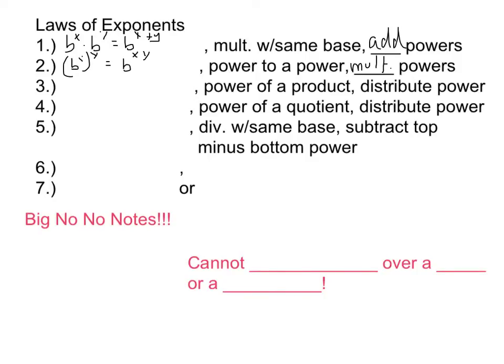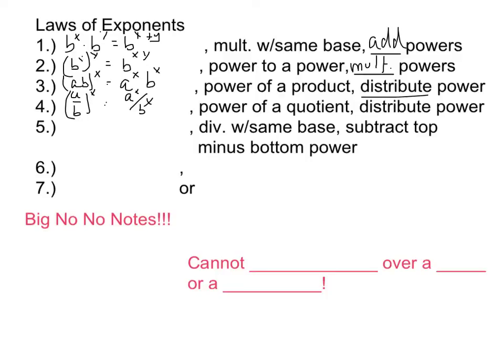Get this memorized. Hopefully this song is catchy enough for you. All right, if you have 2 different bases, but they're being multiplied together, it's a product. This is a power of a product. You distribute the power, so it would be a to the x times b to the x. Power of a quotient, so here you have a over b, all raised to some x power. That would be the same thing as a to the x over b to the x.